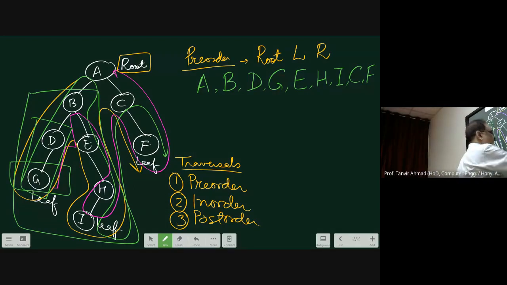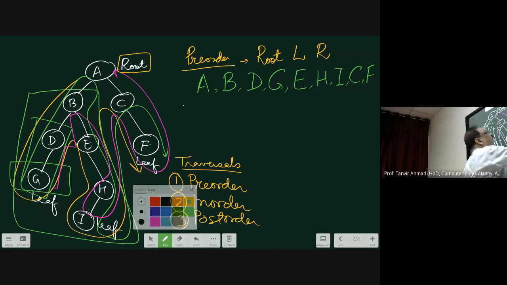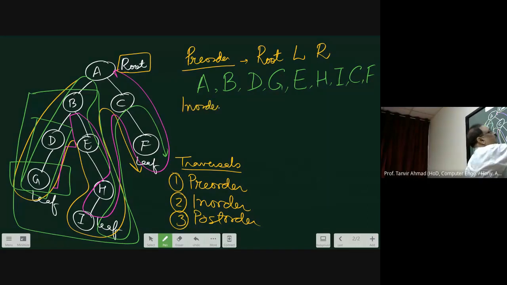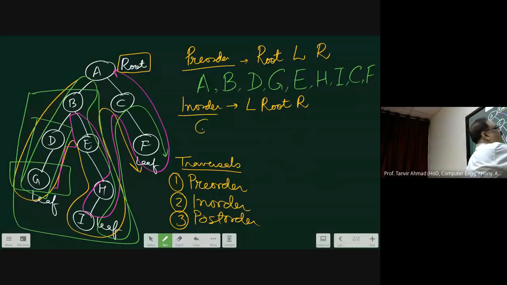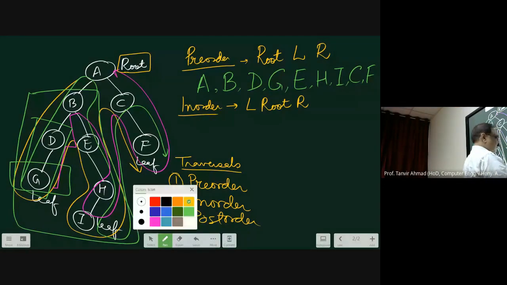Now similarly, if I do it for in-order, it will be left, followed by the root and the right. Now in that case, you have to find the left one. Now you start from A, you come to B, from B you come to D, from D you come to G, and you find G is the leftmost one. Therefore, it will be G over here. It will be G.